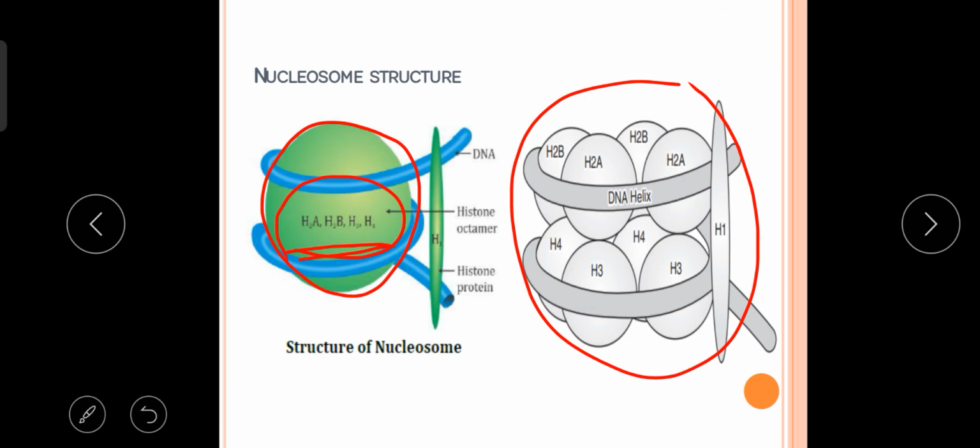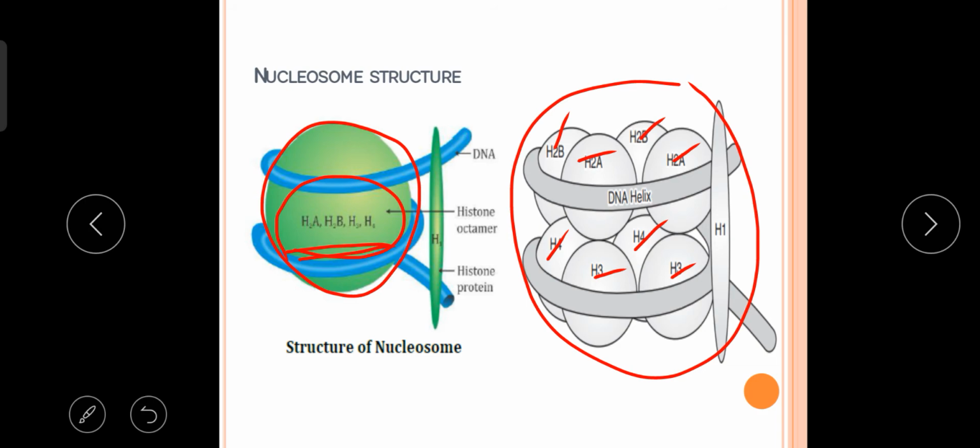See how many H2A are present? Yes, there are two. This one and this one. How many H2B are present? Again two. These two. How many H3? Yes, 2. How many H4? 2. So, what is the total number of histone proteins inside the nucleosome structure now?